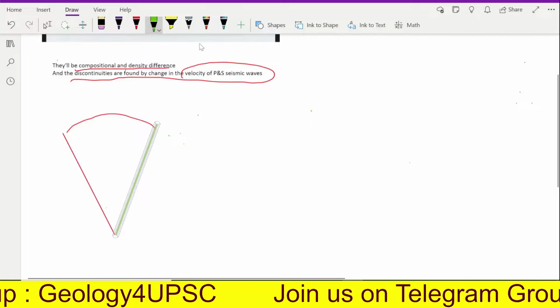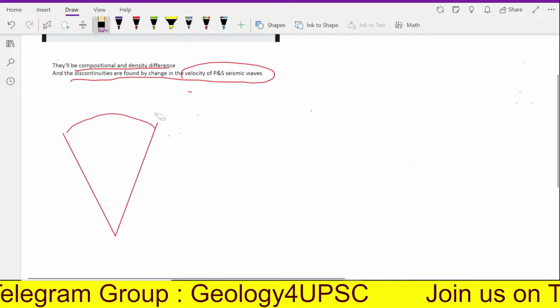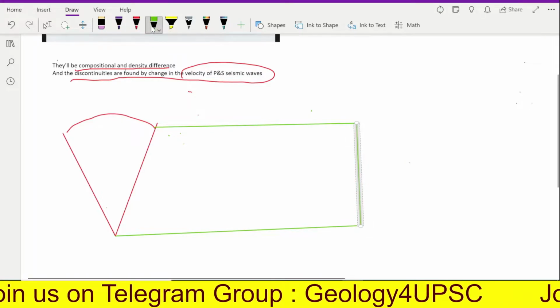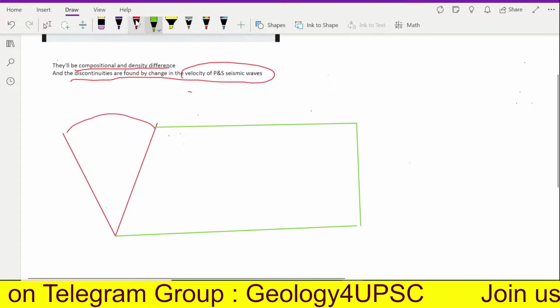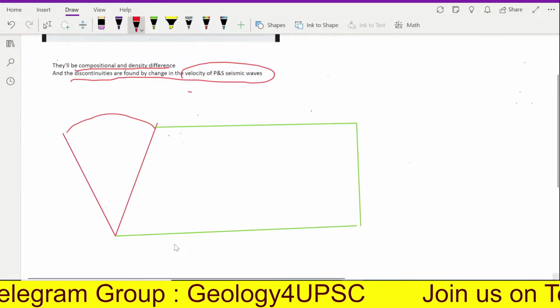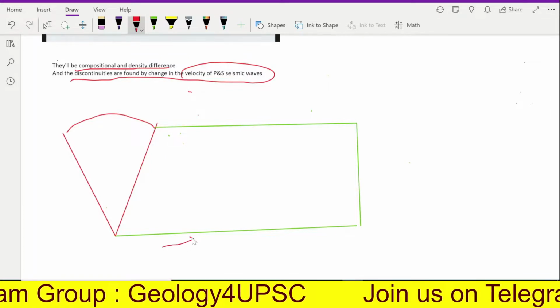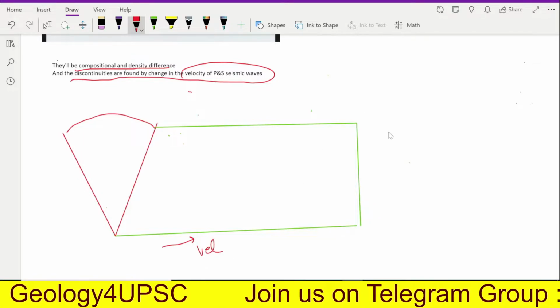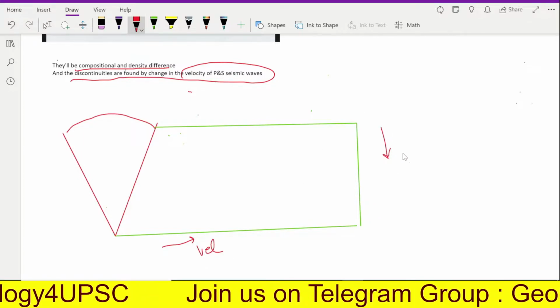Make a table for now. We'll make a table for the seismic wave velocity. What are the axes here? The axis here is your seismic wave velocity. So you mark here velocity, and this is your depth.